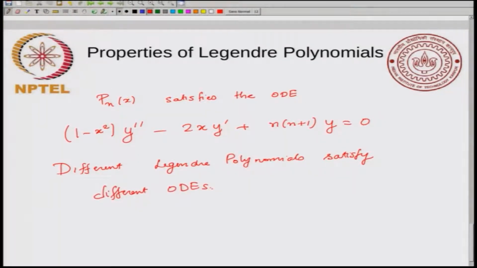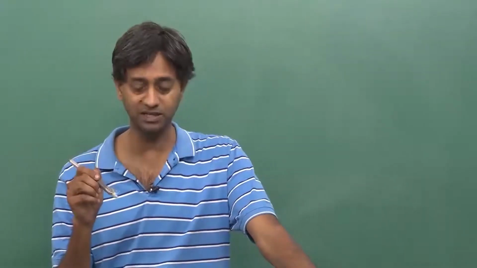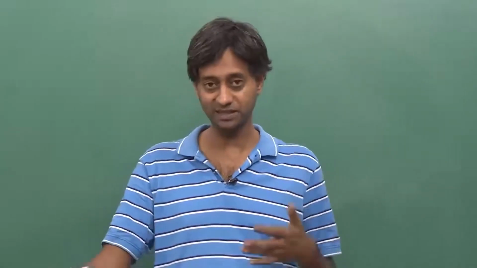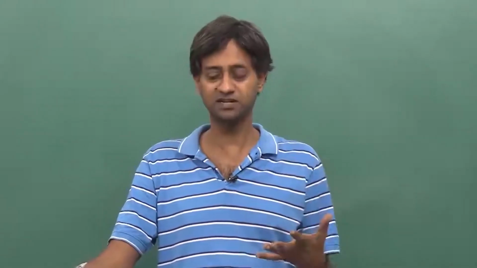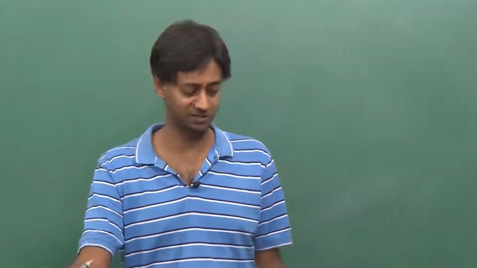What it means is that if I take P_1, then P_1 will satisfy an ODE with n equal to 1. If I take P_2, I will get a different ODE, with n equal to 2. So different Legendre polynomials satisfy different ODEs. It is the same form, but they satisfy different differential equations. This is a very important idea when you are dealing with these power series methods. You have to keep in mind that the different polynomials are not solutions of the same differential equation, they are solutions of different differential equations. Nevertheless, they are related to each other and they are also orthogonal to each other.